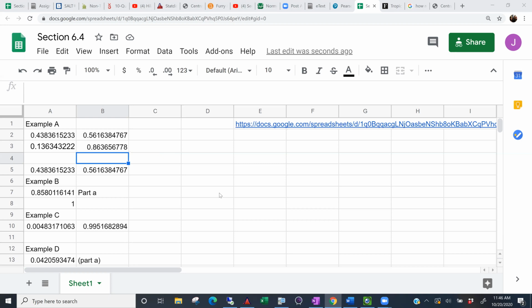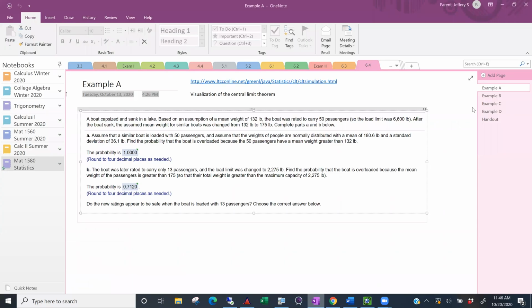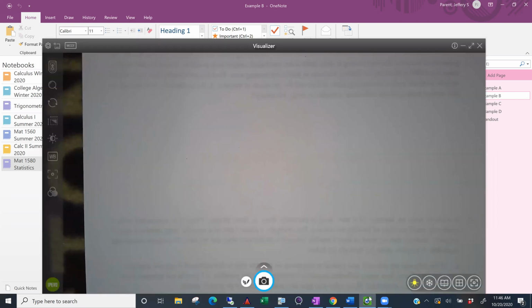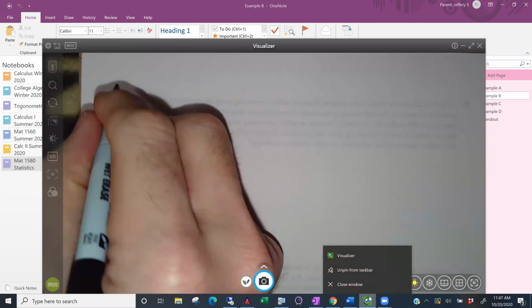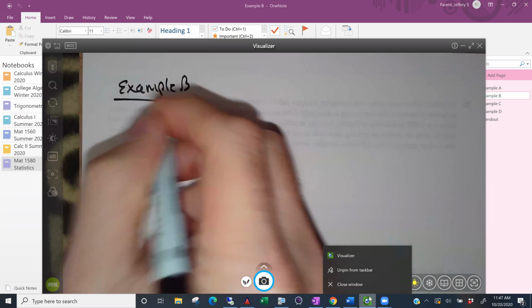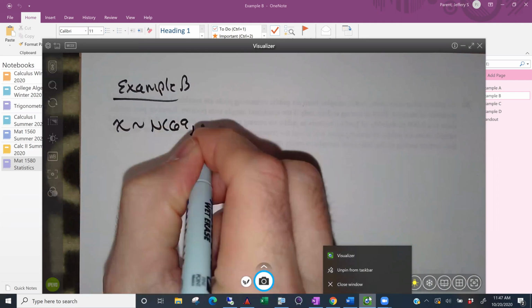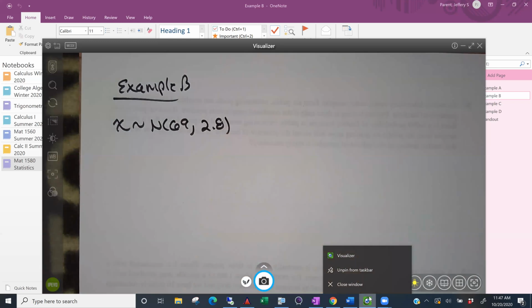So that was example A. Let's try example B. And I think this one is kind of the way I'd like it on your handout. So an airliner carries 350 passengers and has doors with heights of 72 inches. Heights of men are normally distributed with a mean of 69 and a standard deviation of 2.8. Let's stop right there. Let's write that down. So this is example B. X are distributed normally with a mean of 69 and a standard deviation of 2.8.